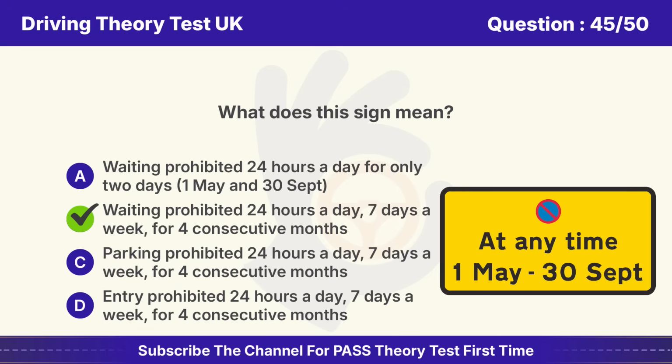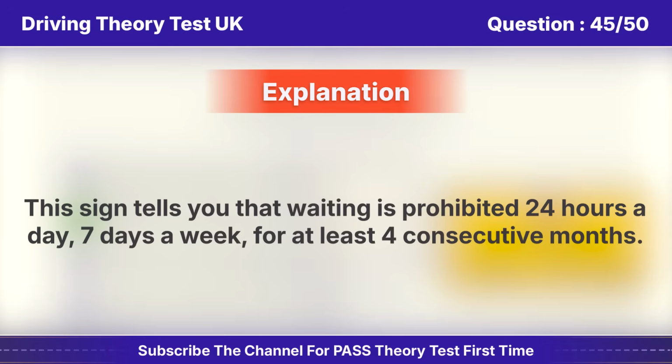Answer is B. Waiting prohibited 24 hours a day, 7 days a week, for 4 consecutive months. This sign tells you that waiting is prohibited 24 hours a day, 7 days a week, for at least 4 consecutive months.